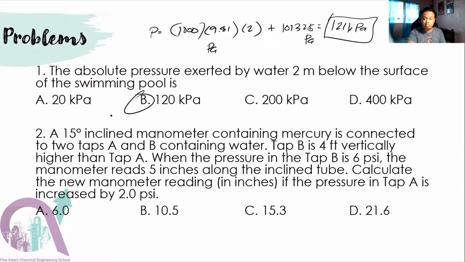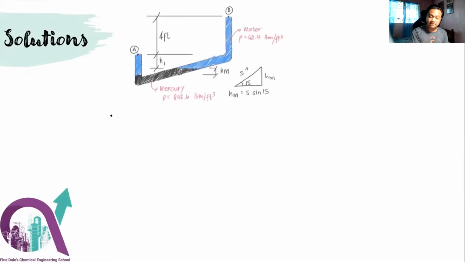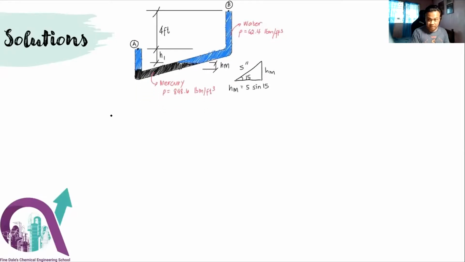So number 2, please pause the video and then read the problem and solve it on your own. If you don't get the answer, let's solve this together. So the drawing of that is here. Then how do you solve this is you have to have the force balance. So A, water, mercury, water, and then letter B.